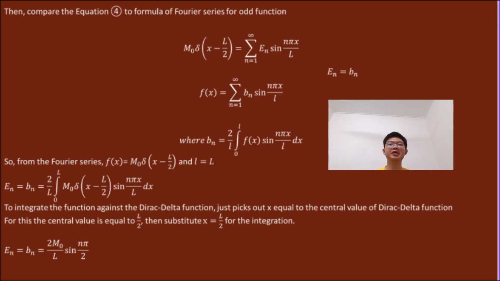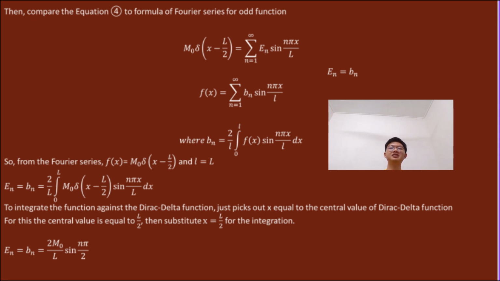Then we can compare equation 4 to the formula of the Fourier series for an odd function. By the comparison, we can know that f(x) is equal to m0 times the Dirac delta function of x minus L over 2, and the small l is equal to the capital L. Then to find En, it is equal to 2 over capital L, integrate from 0 to capital L, m0 times the Dirac delta function of x minus L over 2 times sine n pi x over L dx.